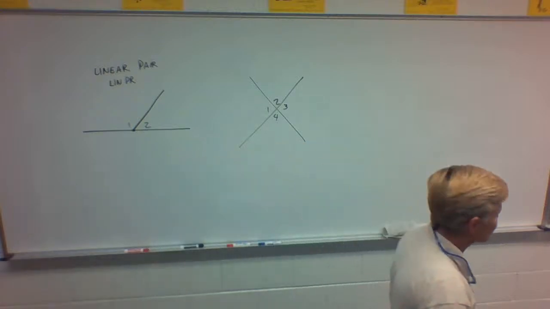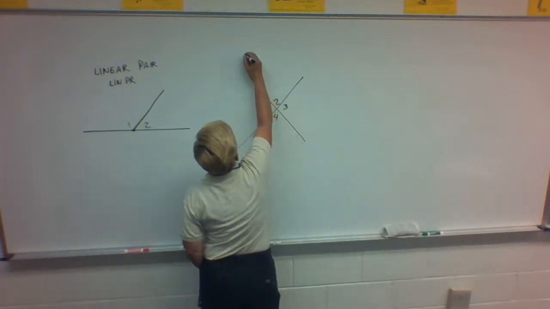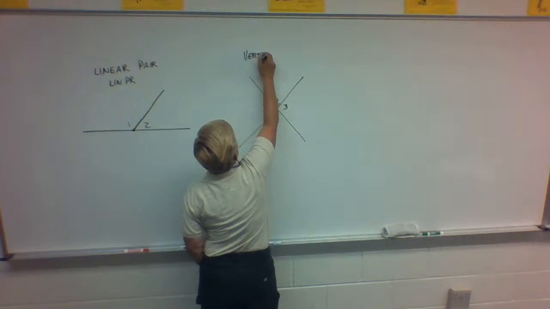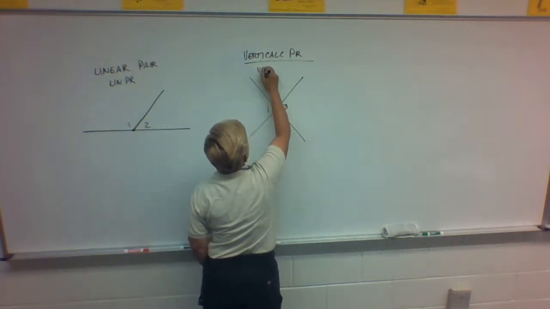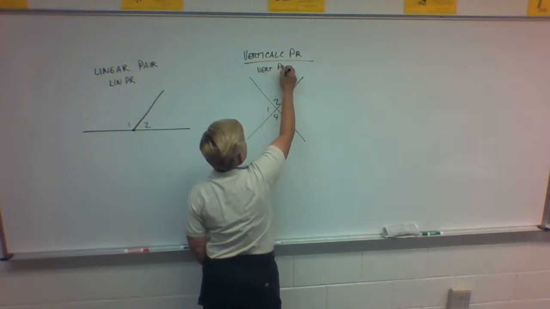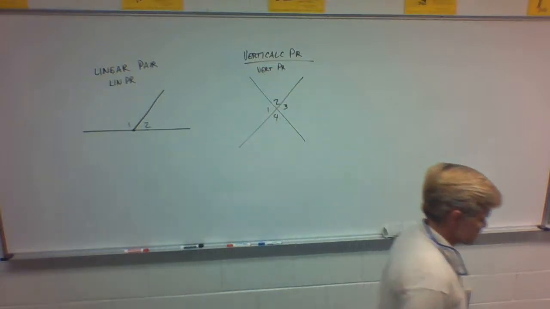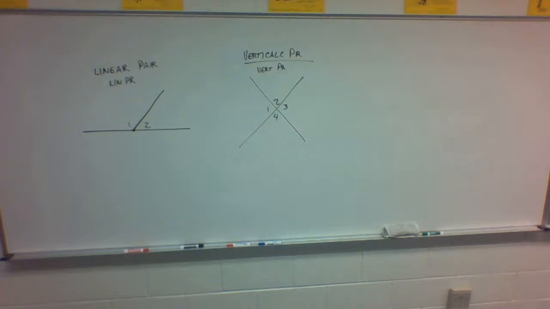Okay, recognizing when you see it, I better write that up there. And you can abbreviate this vert pair, vert PR. Okay, look at example 4. Like the diagram, all we've got is a bunch of angle numbers. We don't even have any letters at all. So you gotta look at example 4 to see what we're talking about. In example 4, it says identify all the linear pairs. Let's do that first. Identify all the linear pairs.